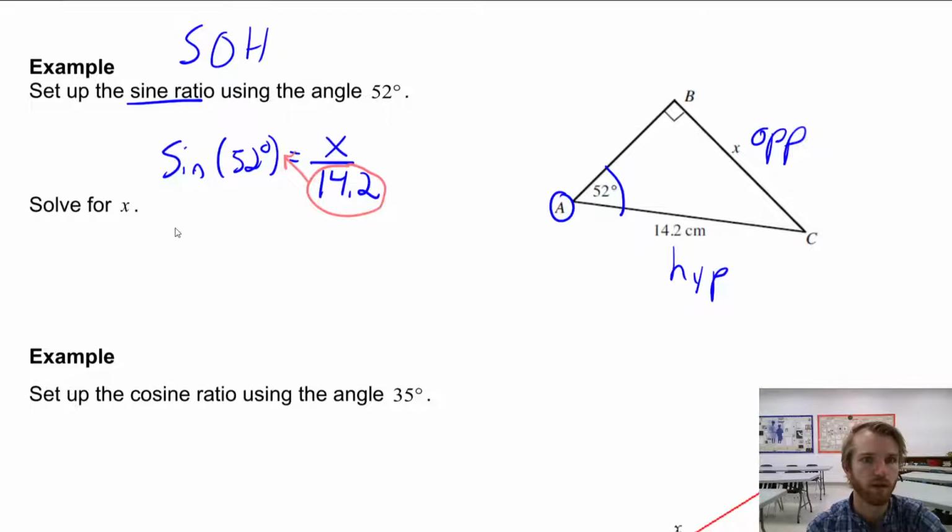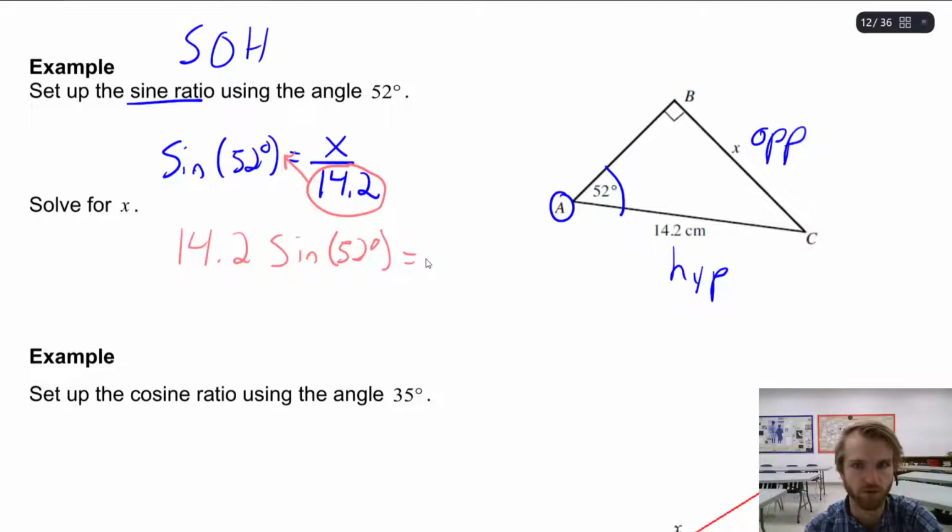And all that happens is it just is 14.2 times what we had here, sine 52 degrees is equal to x. And we put that into our calculator and we're done. It looks basically exactly like that. I'll show it on my calculator just so you can see it. I have sine 52.